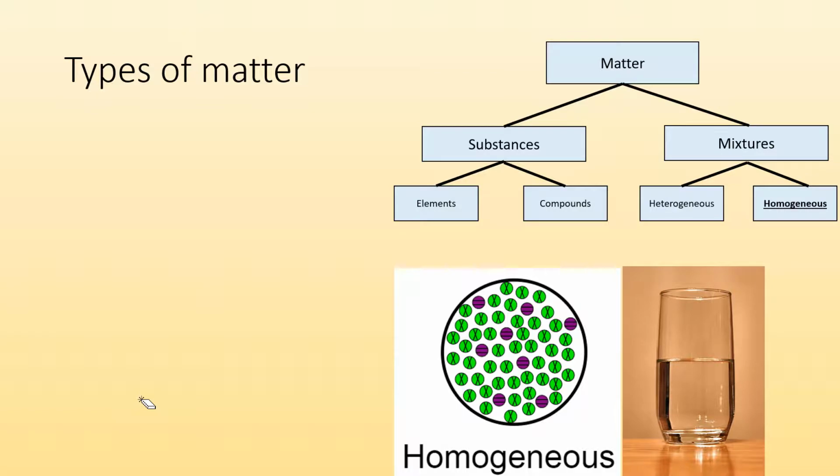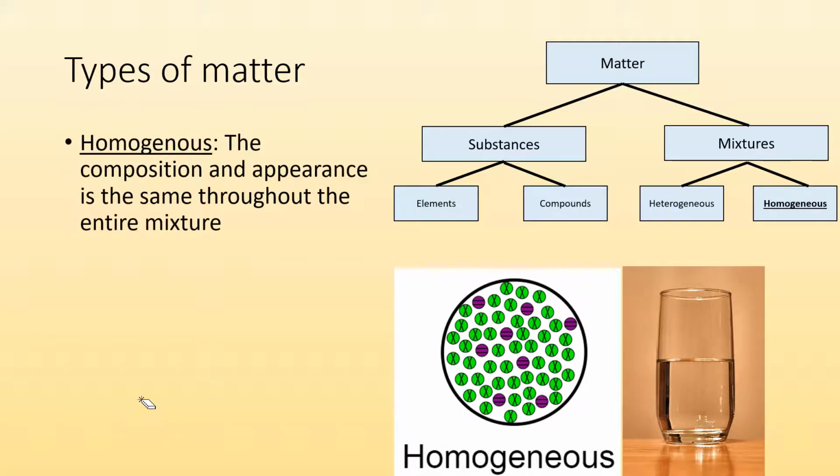And then we have homogeneous mixtures, so homo meaning the same. So the composition and appearance is the same throughout the entire mixture. So if you ever made some saltwater solutions or you made a sugary drink where you had to mix in the sugar packet into the water and mix it up, the first sip's going to taste the same as the last sip, unless, of course, you added way too much stuff, right? So that's a homogeneous mixture. The composition is the same throughout.